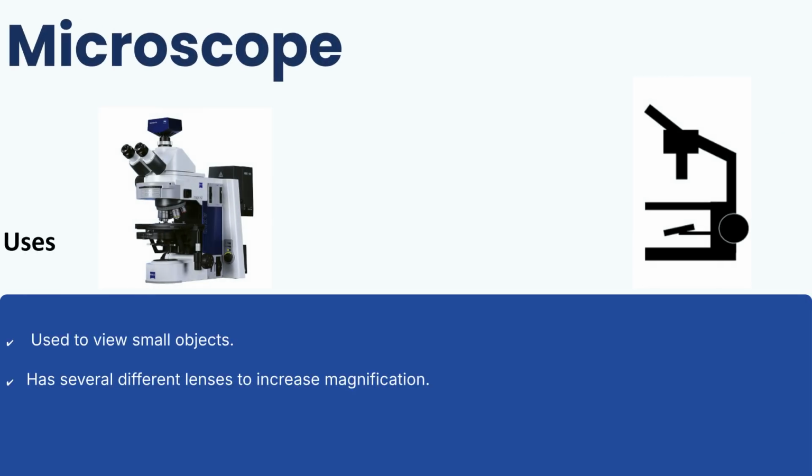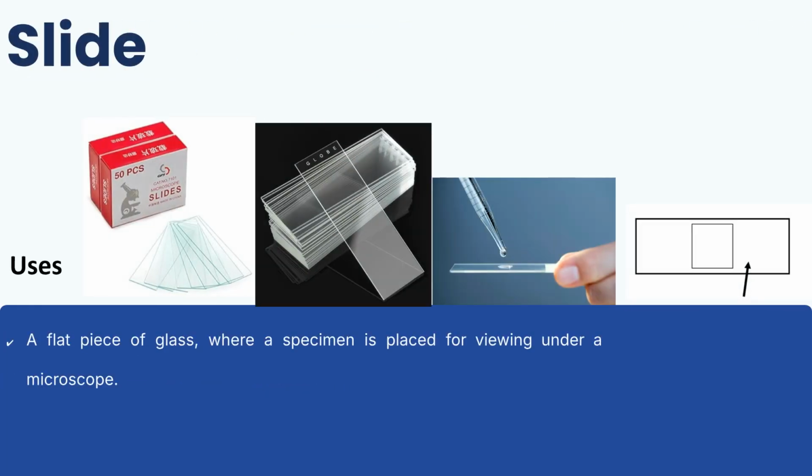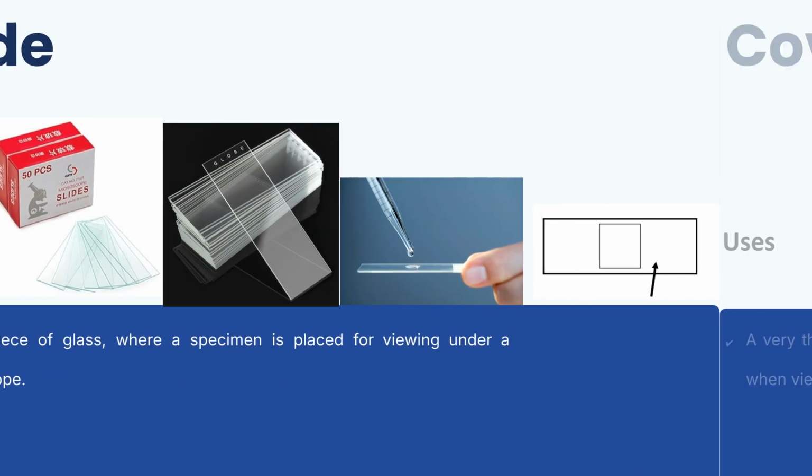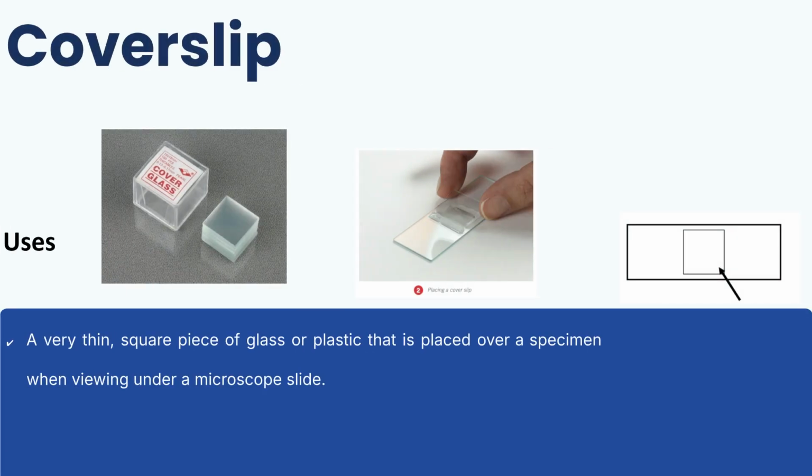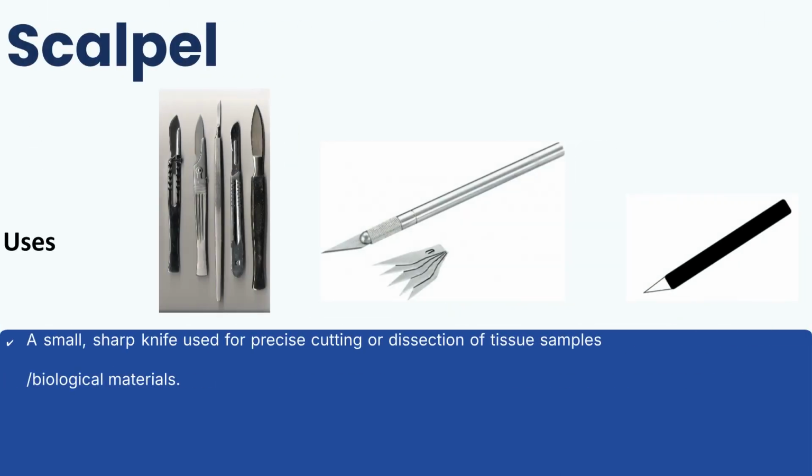A microscope is used to view small objects. It features different lenses to increase magnification for closer inspection. A slide is a flat piece of glass where a specimen is placed for viewing under a microscope. A cover slip is a thin, square piece of glass or plastic placed over a specimen on a slide when viewed under a microscope. A scalpel is a small, sharp knife used for precise cutting or dissection of tissue samples and biological materials.